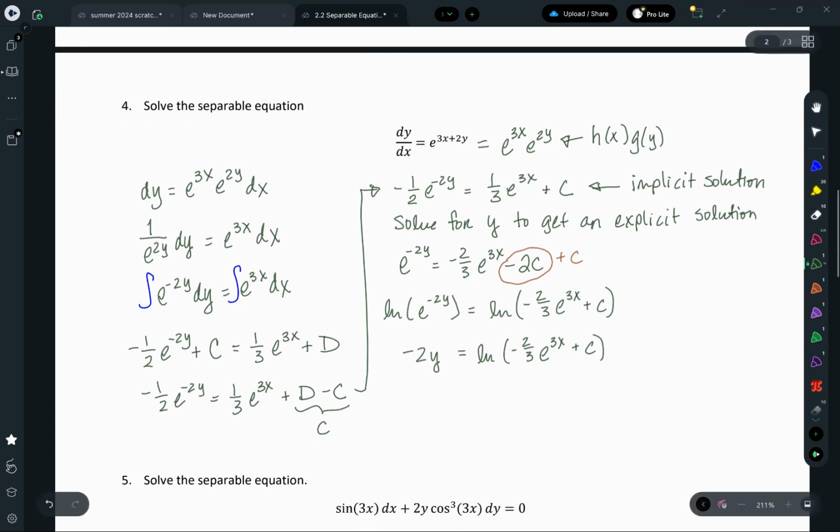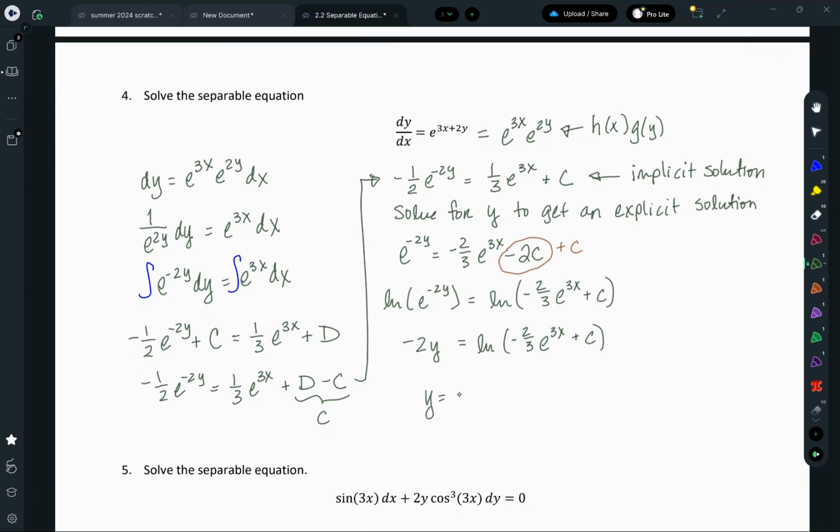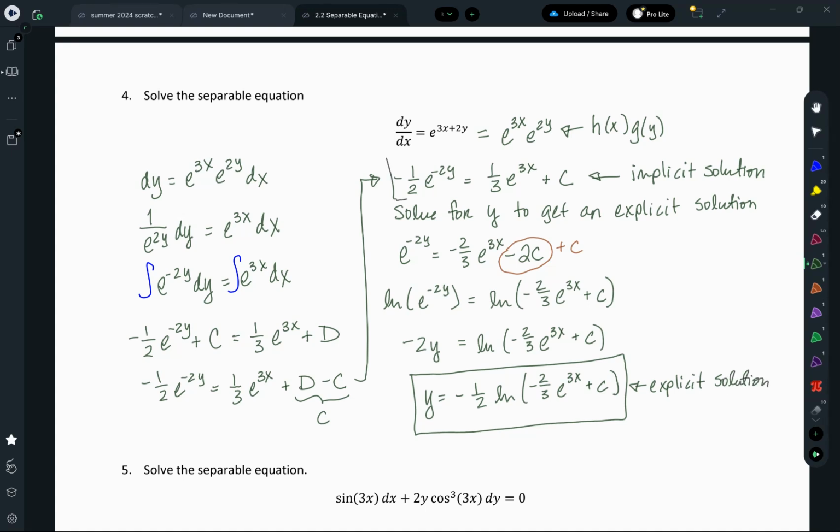All right, the last step is to divide by a negative 2, and then y is equal to a negative 1/2 natural log of negative 2/3 e to the 3x plus c. And this is my final explicit solution. I am not saying that one of the solutions is better than the other. I'm saying they are both solutions to our differential equation, but depending on what the instructions say, you might have to do more work once you get an implicit solution and work your way to an explicit solution. So just pay attention to that in the homework.